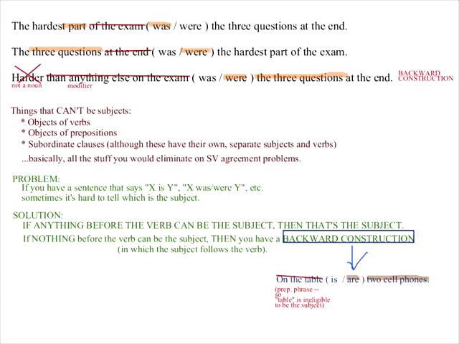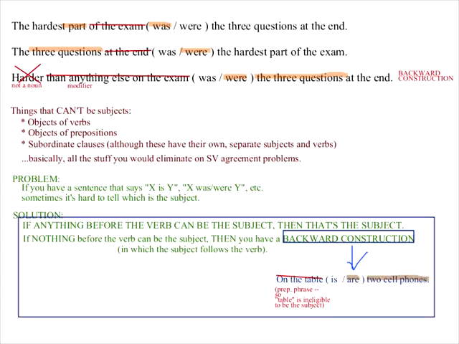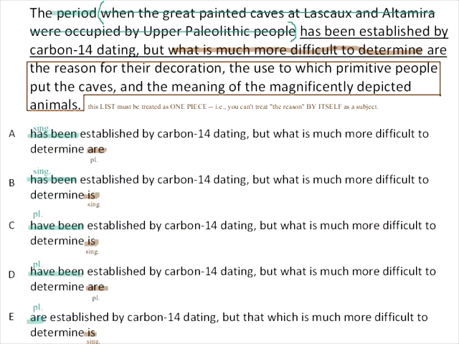So here's your takeaway in that regard. Okay, if anything before the verb can be the subject, then it's the subject, period, end of story. You only use backward constructions when there's nothing in front, whether it's a pronoun or a noun or whatnot, that can be the subject. Smiley faces if you guys understand this material. Okay, excellent. So if we step back to the question here, that's why this is the subject of this sentence. Okay.